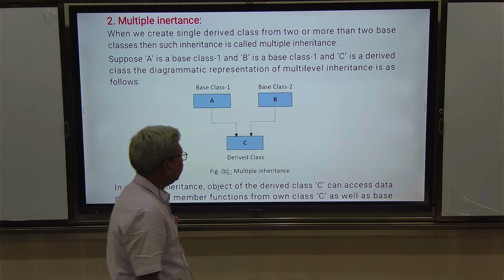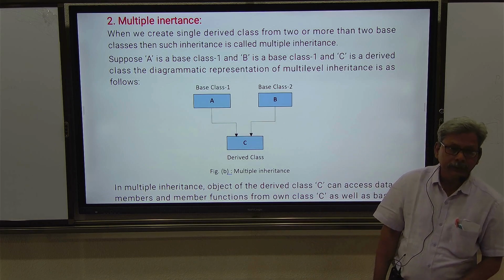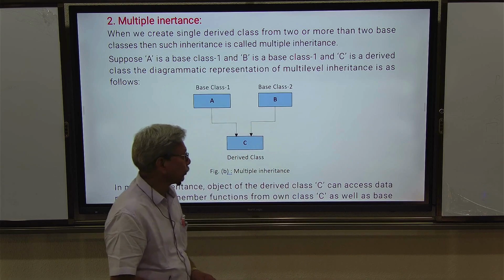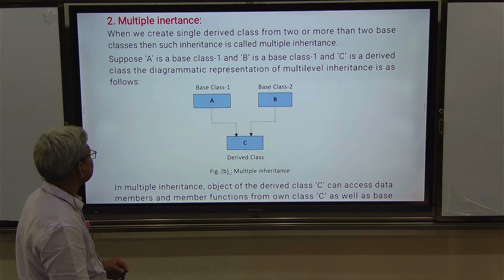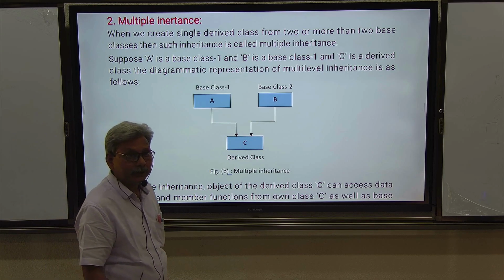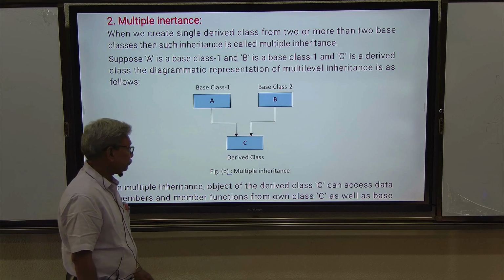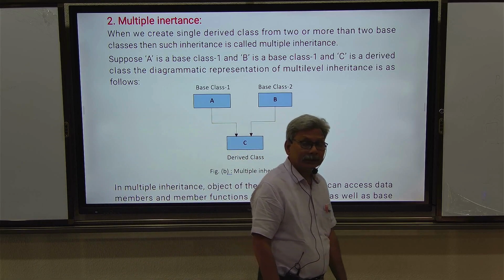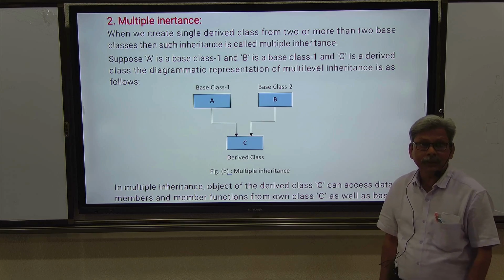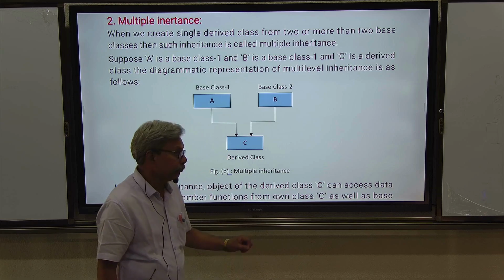Second, multiple inheritance. When we create a single derived class from two or more base classes, then such inheritance is called multiple inheritance. Suppose A is base class 1, B is base class 2 and C is a derived class. Then an object of the derived class can access data members and member functions from its own class C as well as base class 1, A, and base class 2, B.